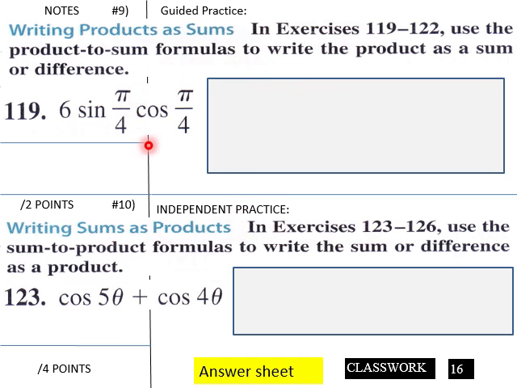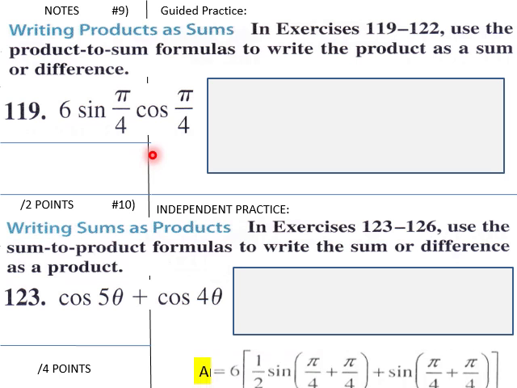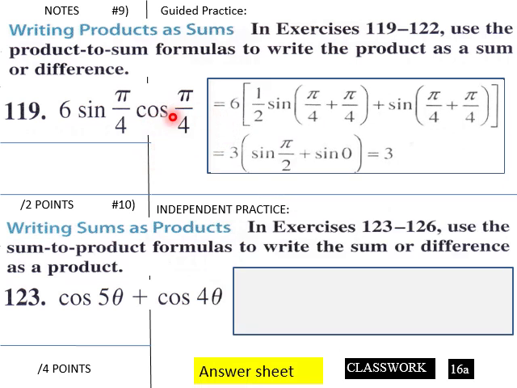Use the product to sum formulas to rewrite the product as a sum or difference. So we have this product here, and then we have this sum here. So we're going to go into a sum, and this will go back into a product. For this one here, we're going to take this 6 out, then we have 1/2 sine pi over 4 plus pi over 4 plus sine pi over 4 plus pi over 4.